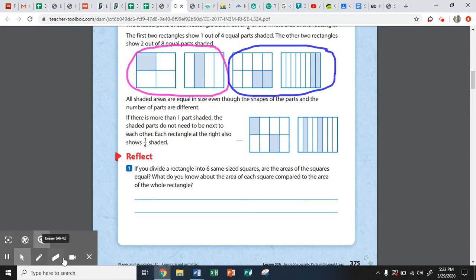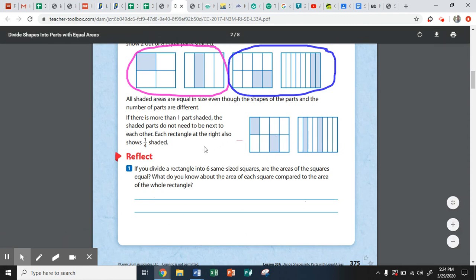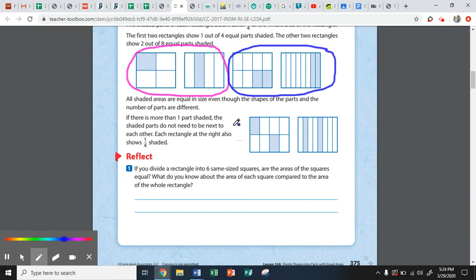So it says all shaded areas are equal in size, even though the shapes of the parts and the number of parts are different. If there is more than one part shaded, the shaded parts do not need to be next to each other. Each rectangle at the right also shows 1/4. So they're saying these two also show 1/4. Now, most students might say, well, I see 2 are colored in, 2 out of 8. I would think that the fraction for this would be 2/8. Well, that is true.